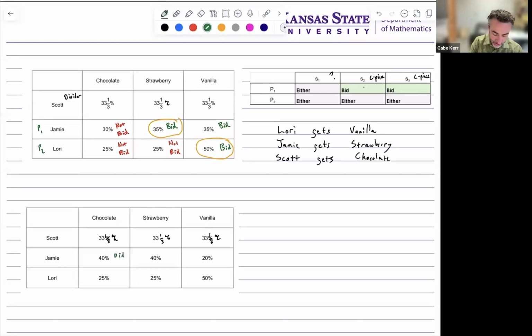Jamie is going to bid on chocolate and strawberry because those are both more than 33 and a third. Lori is still very picky and very much likes vanilla. She hasn't changed her mind. So the remaining ones are not bid on. Before, in the last example, we had two C pieces and one unwanted piece. Here we have three C pieces. And in this example, it's clear that Lori could only have one possible share. In this case, it's the vanilla again. So Lori is going to get vanilla.